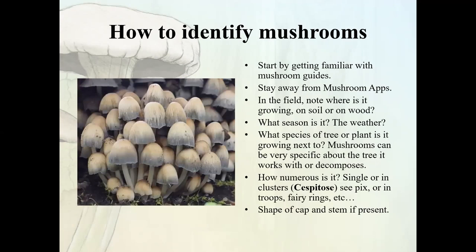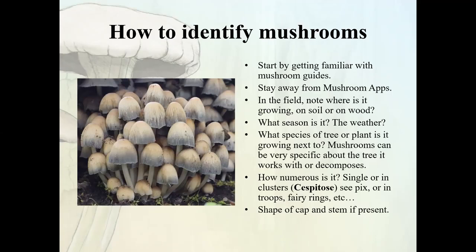Okay, so now to the part where you all want to know how to identify mushrooms. Again, start by getting familiar with all the mushroom guides you can get a hold of. You can get that Texas guide, the $300 one is good. Have your Audubon, have your Gulf Coast. I also use David Arora's mushroom book, but most of his stuff is for California and the West Coast, and it's black and white. That's no fun. Stay away from mushroom apps.